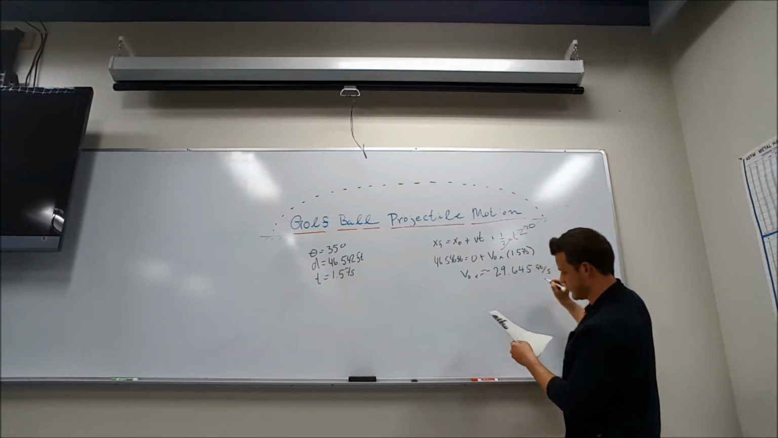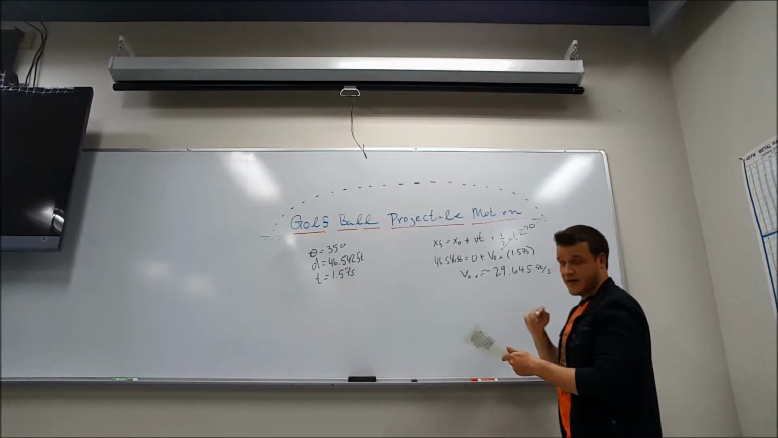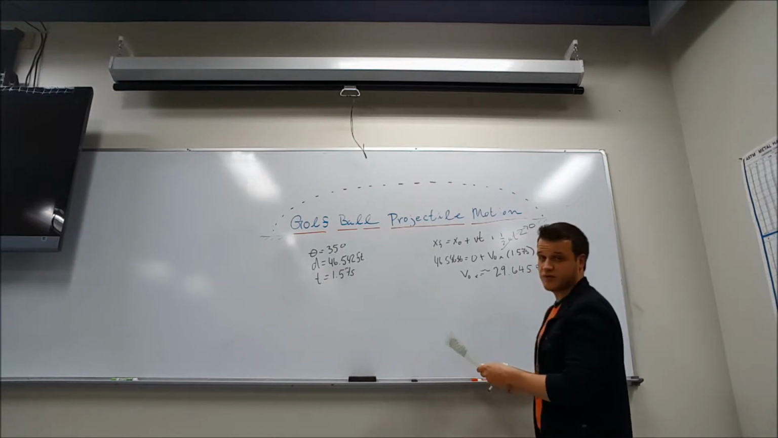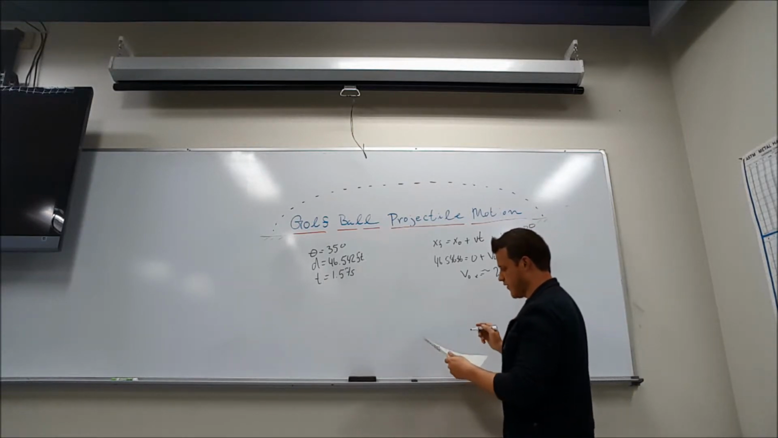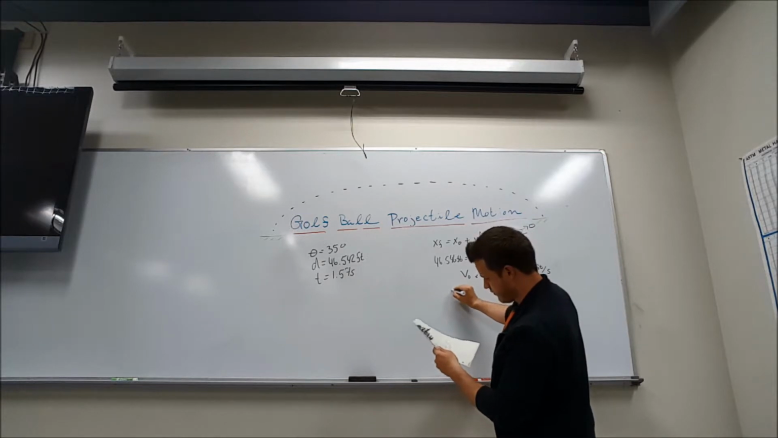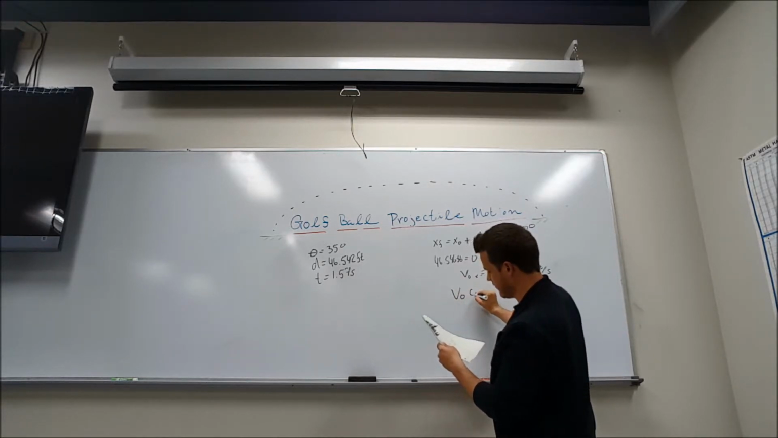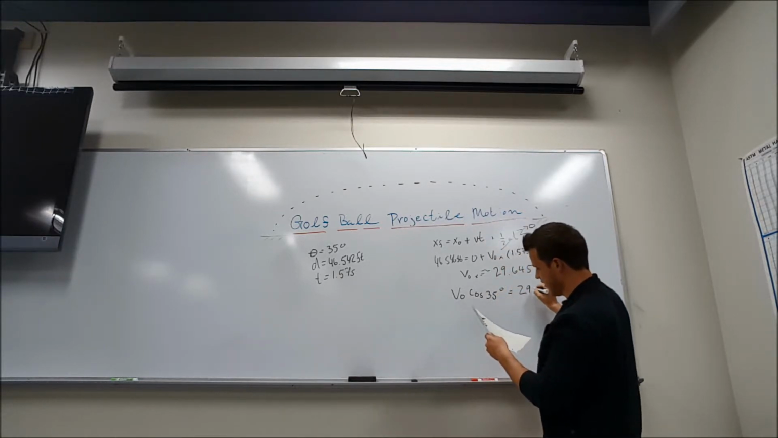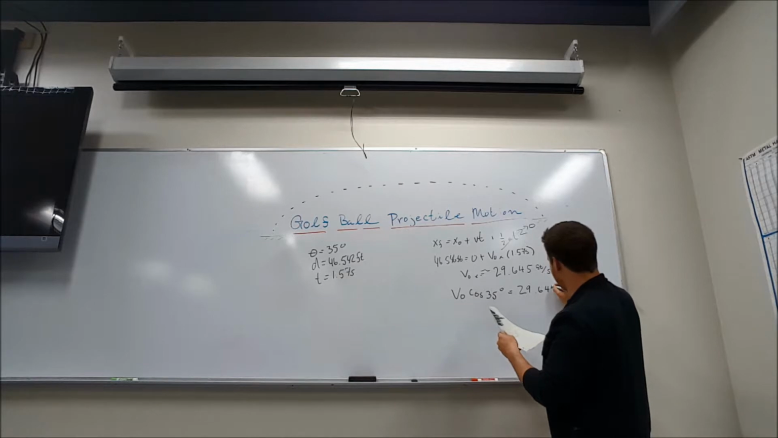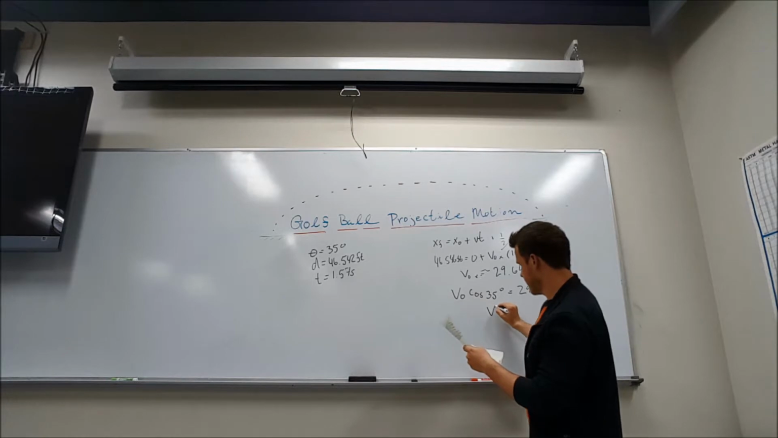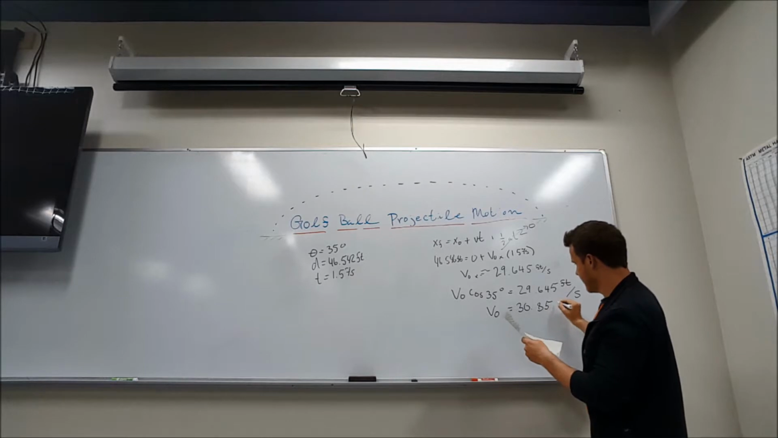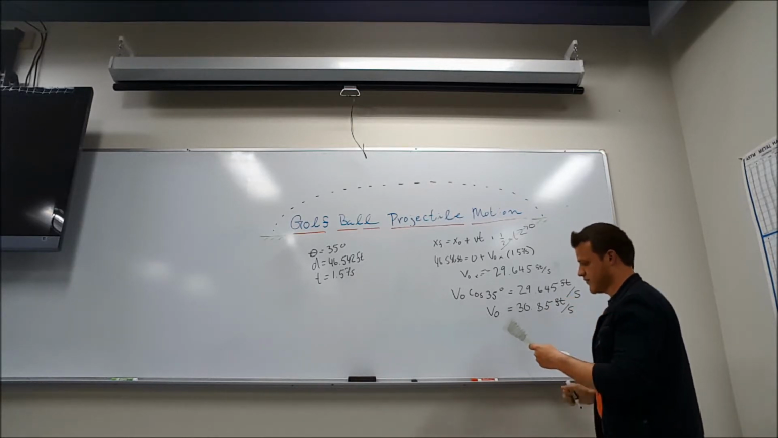Now finally, we can find the actual initial velocity for the golf ball. Using v naught cosine 35 degrees equals 29.645 feet per second, and our answer comes out to be 30.85 feet per second.